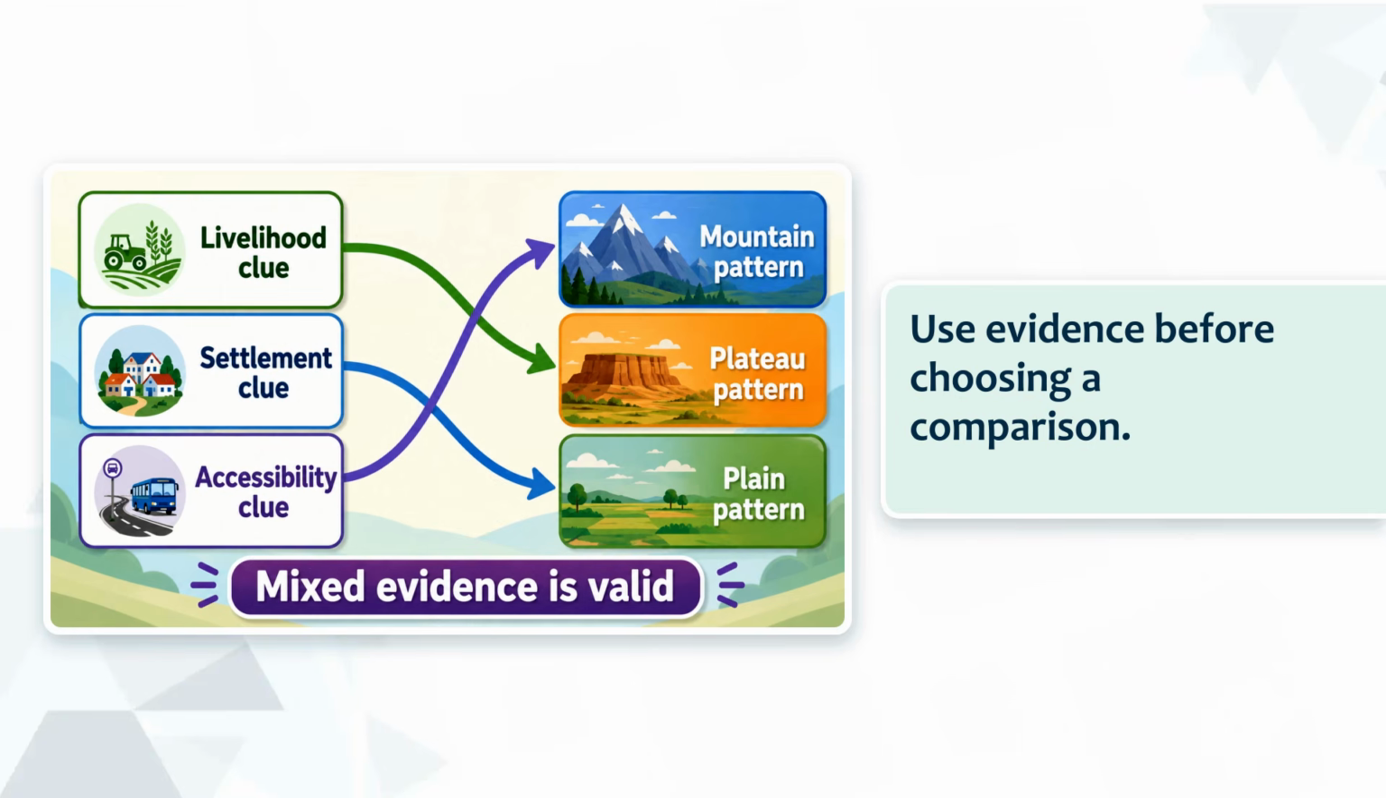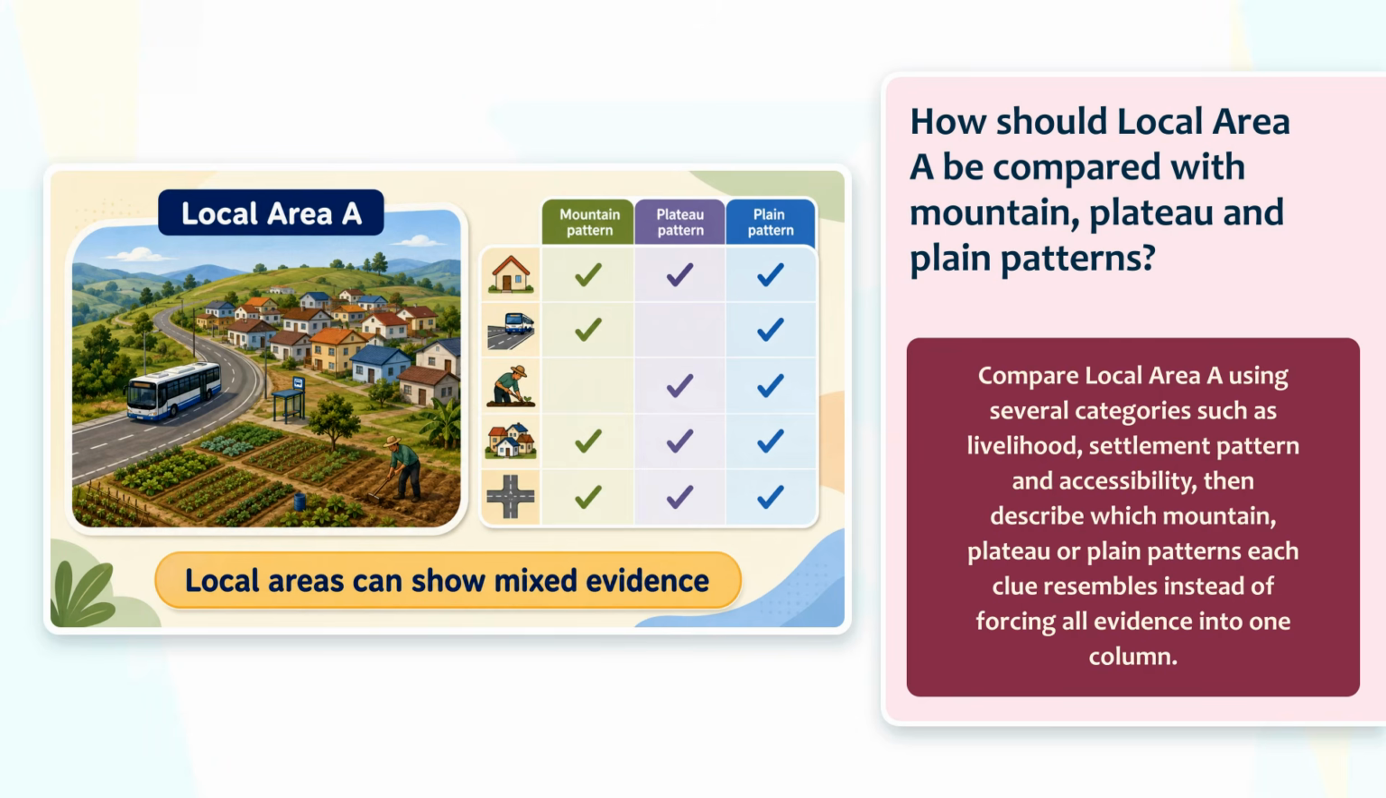The method matters more than finding one label. Use evidence before choosing a comparison. Mixed similarities are acceptable. Use the local evidence first, then the check marks. How should local area A be compared with mountain, plateau, and plain patterns? The mixed evidence gives the correct method. Compare local area A using several categories such as livelihood, settlement pattern, and accessibility. Then describe which mountain, plateau, or plain patterns each clue resembles instead of forcing all evidence into one column. The matrix shows that mixed similarities are possible.